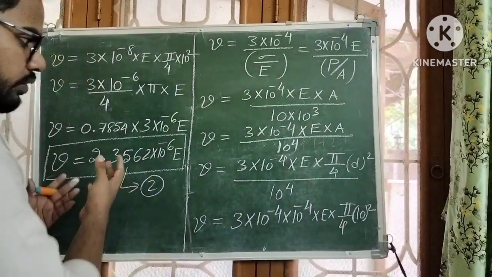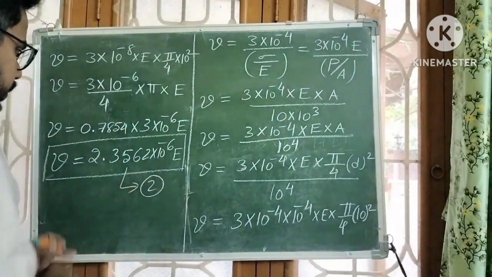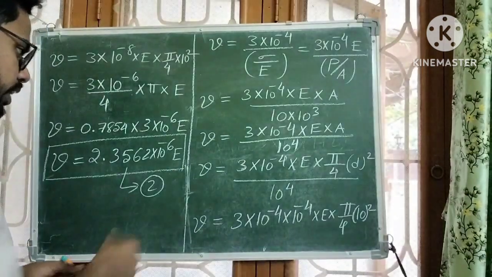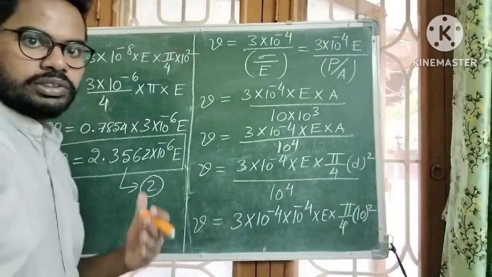So let us solve equation 1 and equation 2. First of all, let me write what is equation 1. Then we can solve equation 1 and equation 2 to find mu and E. So already we have one equation in terms of E and U.